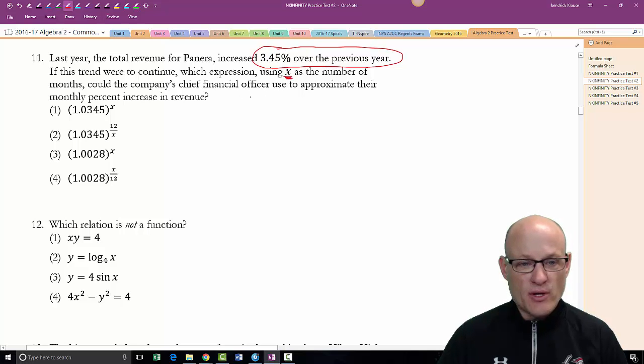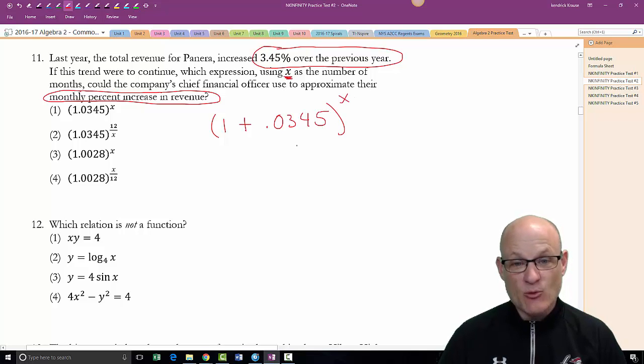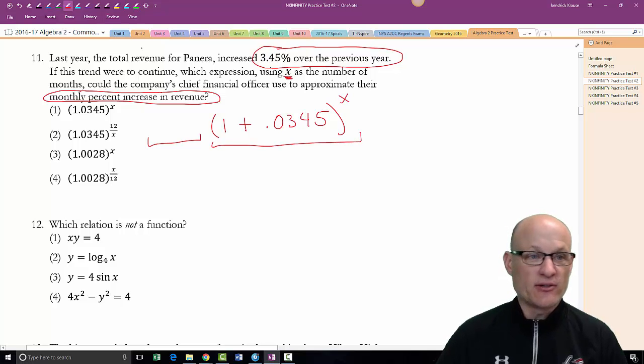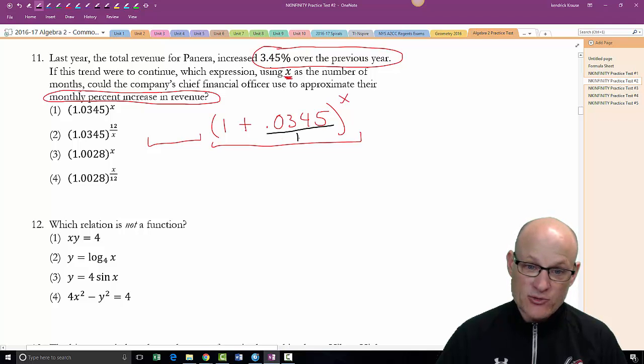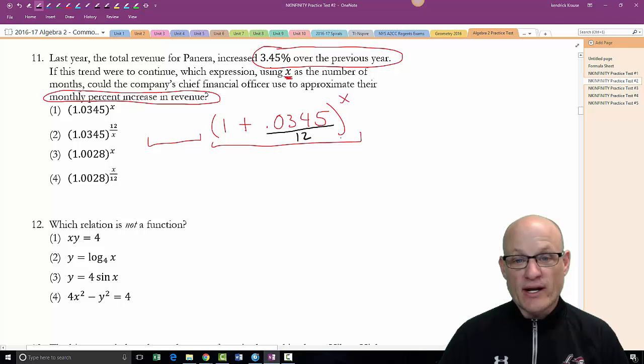And we want to continue. X is the number of months, and we want to know the amount of monthly percent increase. So because it's monthly percent increase, we can't do just 1 plus 0.0345 to the x, because that would be for a yearly. We start with our principal amount here, and this would be our yearly percent increase. But instead, we have to take our interest rate and divide it by 12. So this is my right answer because x is the number of months.